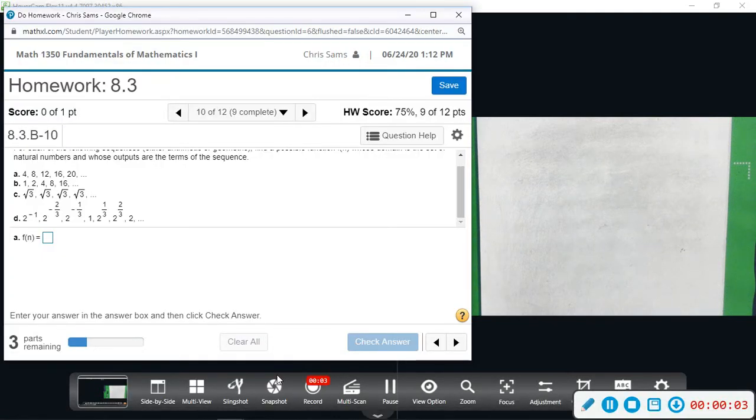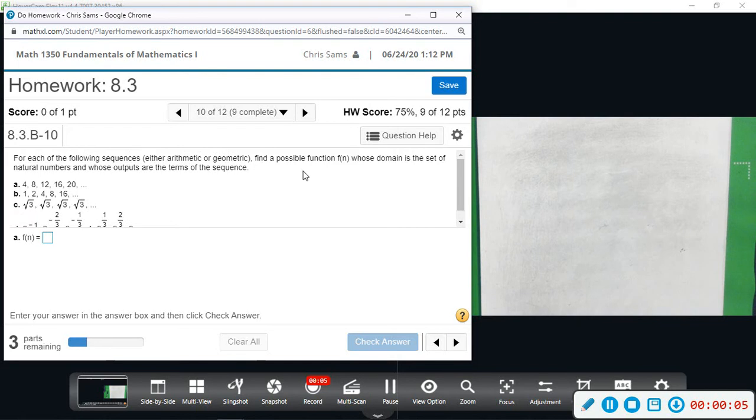Right, number 10. For each of the sequences, arithmetic or geometric, we want to find the function whose domain is a set of natural numbers. Just means we want to start with 1, use the number 1 to predict the next term in the pattern, similar to one we've done before.